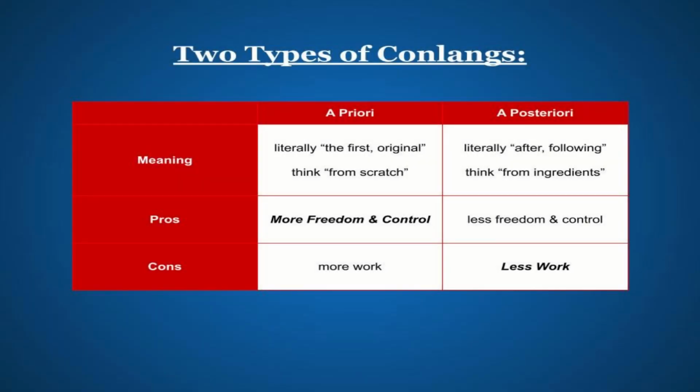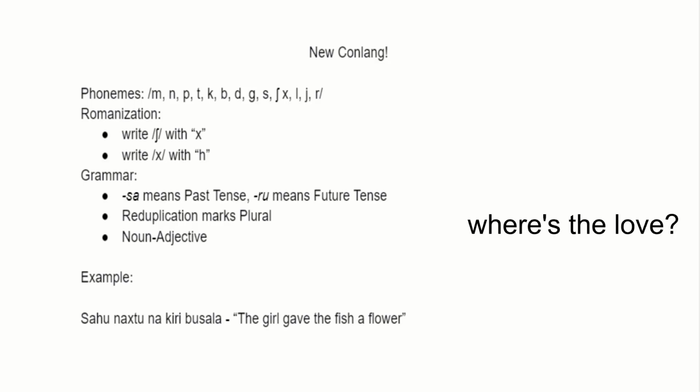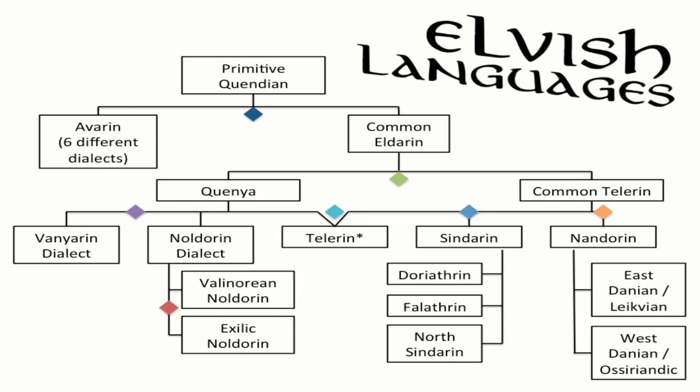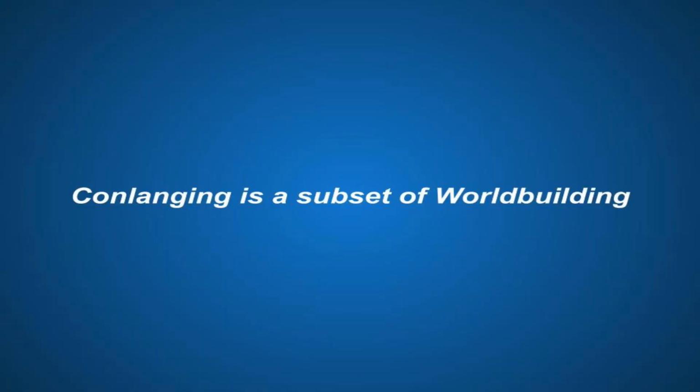The main reason I make a posteriori conlangs, that is, constructed languages derived from another pre-existing language, is because languages are a product of their history. To me, making a conlang from scratch doesn't just mean creating a phonology, grammar, and lexicon. It means creating an entire world for that language to exist in, and a history to explain why it is the way it is. For me, conlanging is a subset of world building, which is fun, but it's also a lot of work.